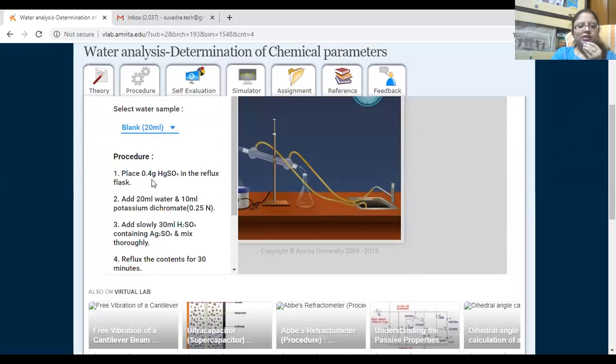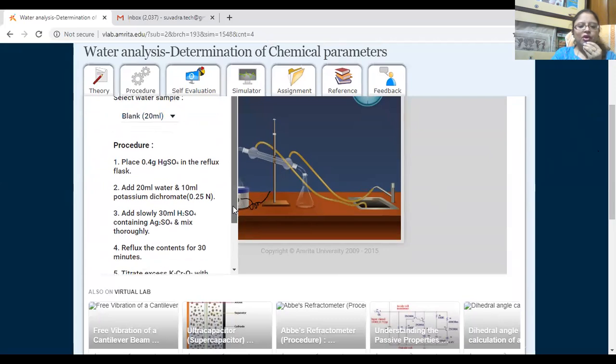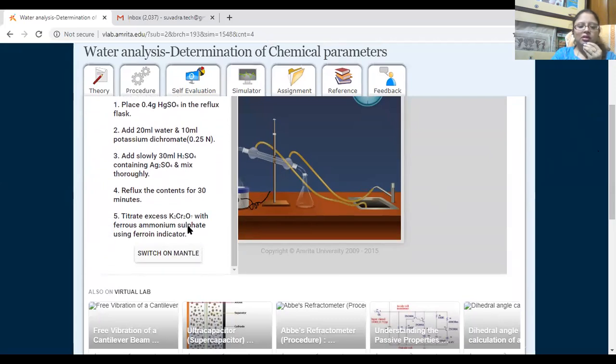Here the procedure is written. Here we are adding mercuric sulfate, water, potassium dichromate and silver sulfate and mixing thoroughly. Then we will reflux, and after refluxing we will titrate the excess potassium dichromate with ferrous ammonium sulfate using ferroin indicator.